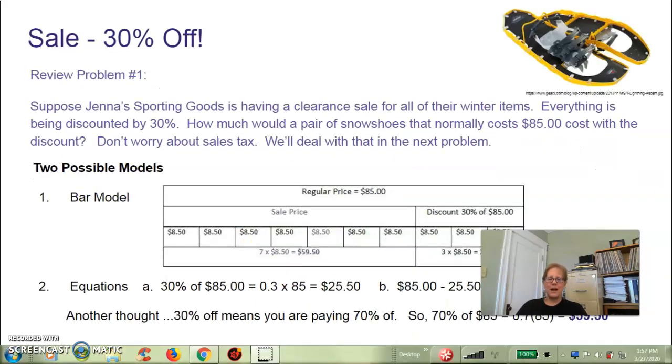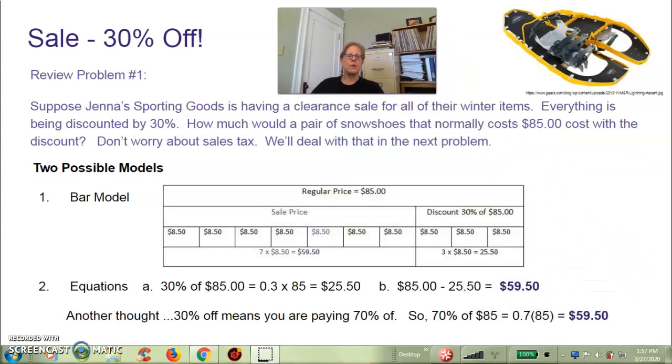All right, so I hope you've got some good responses here. I've got a couple of different models here. First one is the bar model. I just love the bar model. It's a really good visual of what's happening. So the regular price was $85. So let's say that's the total original price. The discount is 30%. That means Jenna is paying 70%.